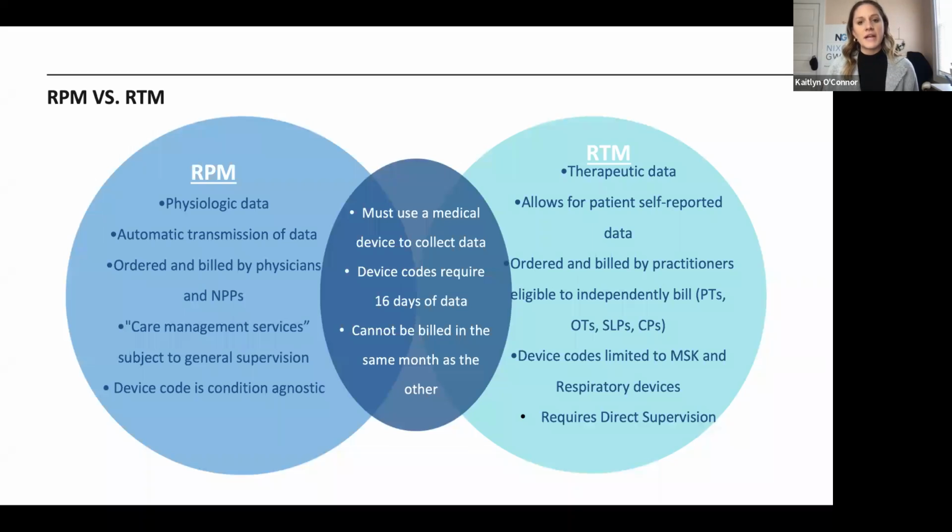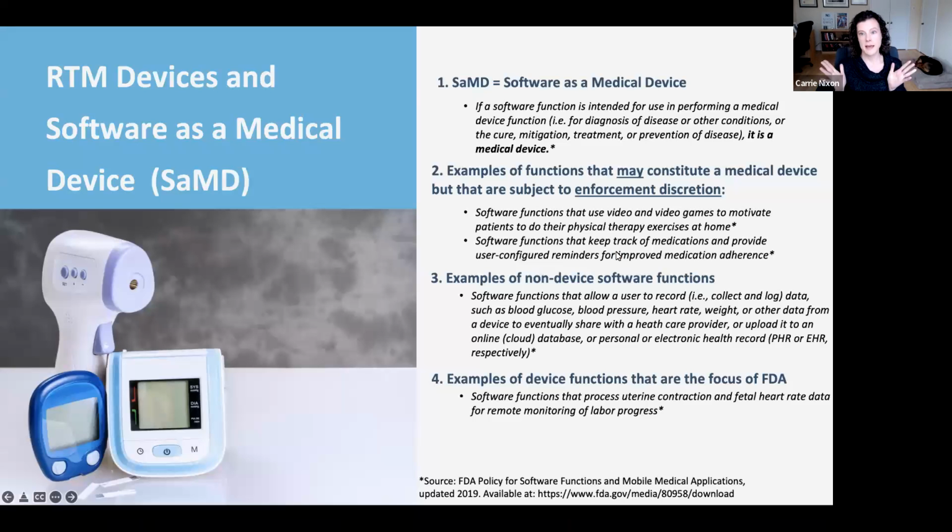And then finally, as of right now, RPM and RTM, according to the CPT codebook, cannot be billed in the same month as one another. There are, of course, various use cases where providers may want to bill RPM and RTM for the same patient. As of right now, the CPT manual is not going to allow for that. Although we will say that right now it is not clear whether, if RPM is ordered by a physician and RTM is ordered by a physical therapist, that may be an instance where they're not viewed as being sort of jointly enacted.